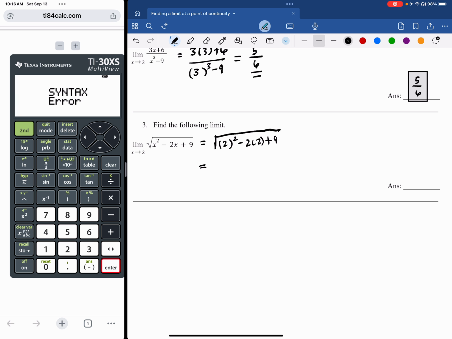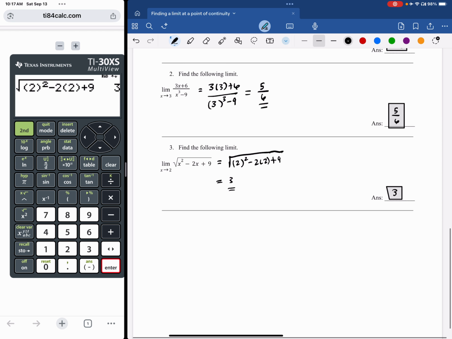I hit enter. Oops, typed in something wrong there. I can see that I didn't have a parentheses around that first 2. So I'm going to enter that parentheses in the front. Always make sure you enter it into your calculator properly. And I'm getting a simplified value of 3. Because I got a number, that number is the answer.